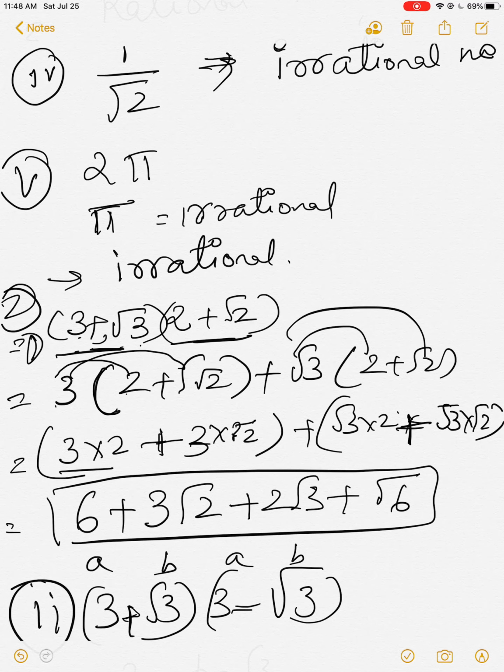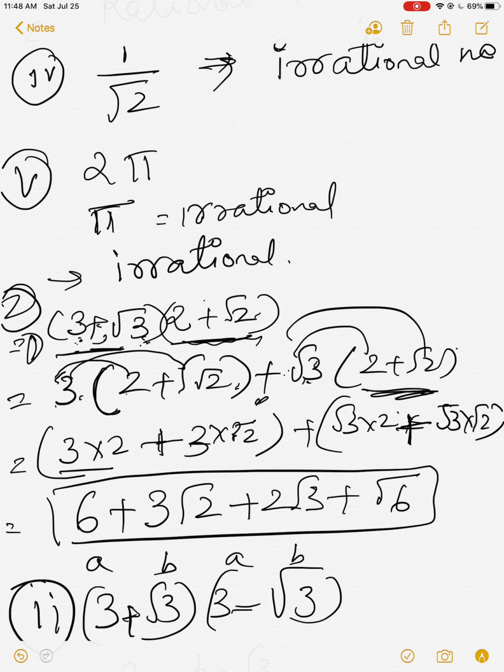Question number 3, simplify. 2 into 3 plus root 3 and 2 plus root 2. So in this, any one you choose. So I have chosen 3 plus root 3 here. In 3 plus root 3, 3 is the first term and root 3 is the second term. It is a binomial. If two terms are there, with plus or minus between them, that is a binomial. So from this first term you take 3, and the whole second binomial you take, 2 plus root 2. Plus, the second term we have taken here. Plus sign is there, plus is taken here. Root 3 and 2 plus root 2.